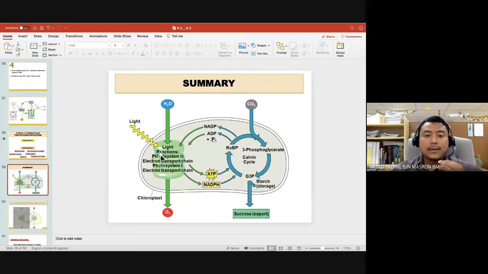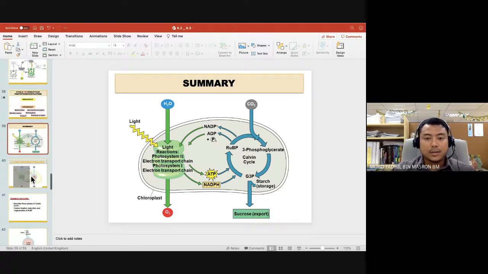And this is the summary. Alright. So the light reactions consist of photosystem 2 and photosystem 1. Okay, dalam light reactions ni, remember ada cyclic dengan non-cyclic photophosphorylation. Okay, so dan dia akan bagi ATP and NADPH pergi ke sini.